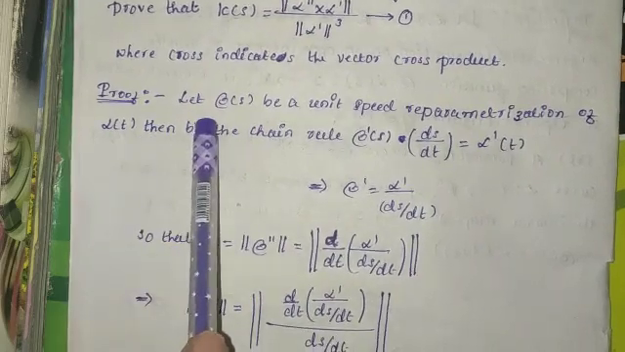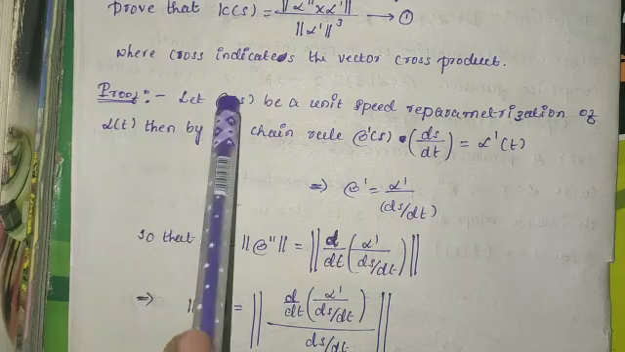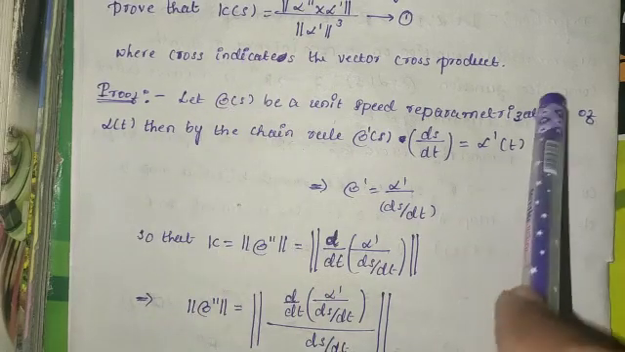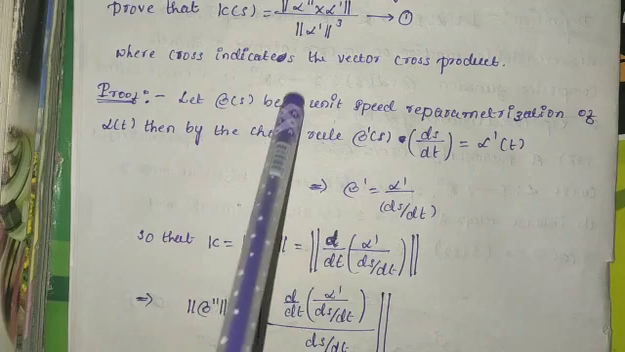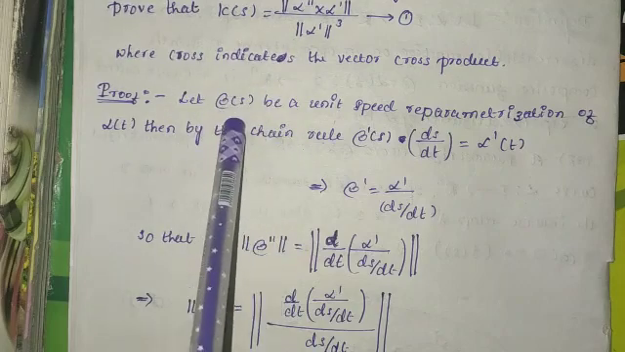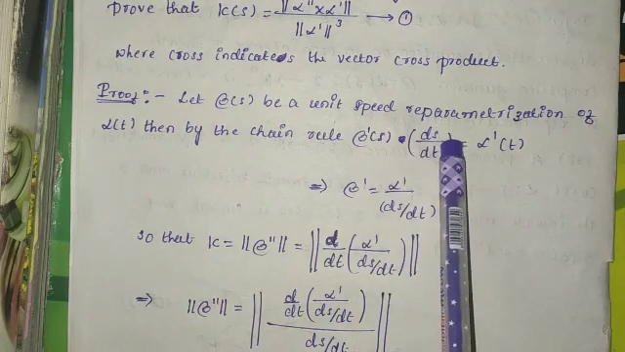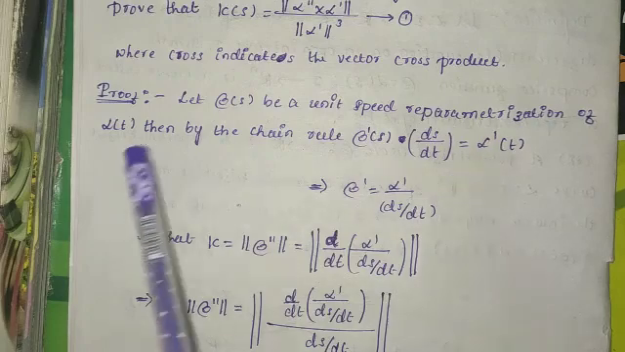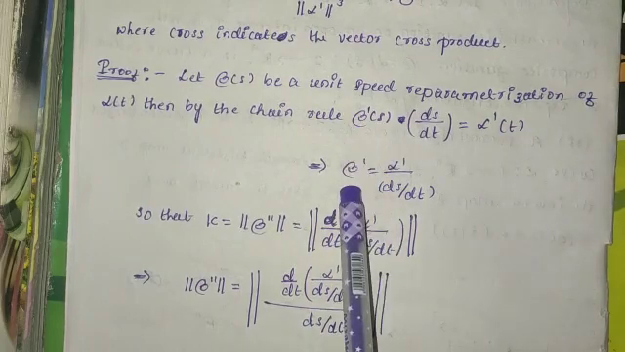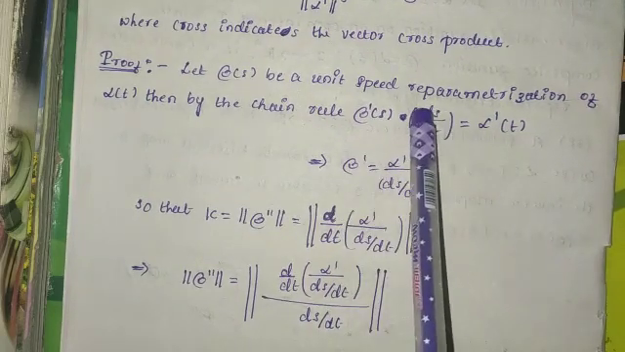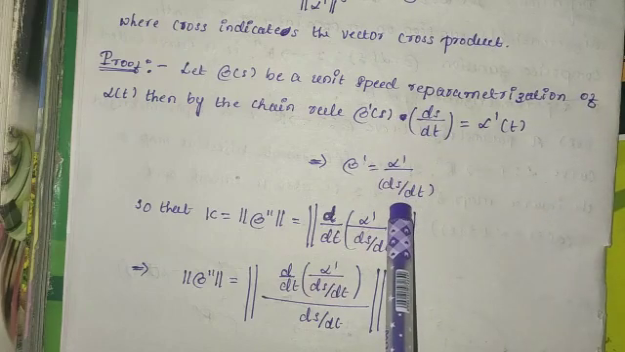So look here, let me consider beta of s be a unit speed reparameterization of alpha of t, then by using the chain rule. Now we have to know that beta of s is equal to alpha of t. I have written this previously; note, beta of s is equal to alpha of t. Now we differentiate beta with respect to t. Okay, so we get beta dash of s, which is also a function. Again we differentiate with respect to t, we get ds by dt, which is equal to the differentiation of alpha of t, we get alpha dash of t. Okay, now look here, this can be represented as beta dash is equal to alpha dash divided by ds by dt, where we cross multiply to get alpha dash divided by ds by dt.